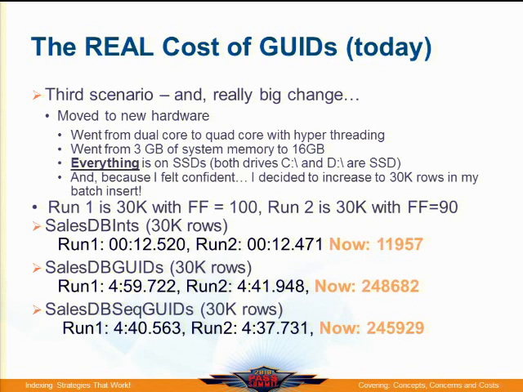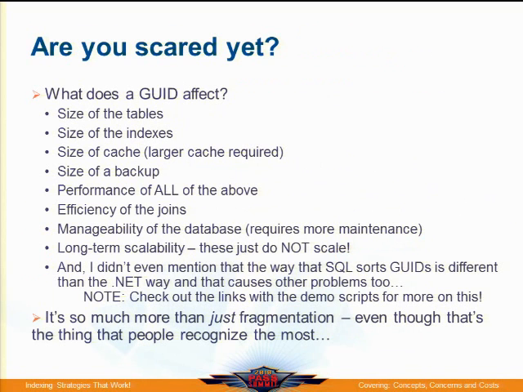These only have 2 non-clustereds. If I had more non-clustereds, it would have been worse. Okay? So GUIDs affect the size of your tables, the size of your indexes, the size of your cache, and the amount of cache that's going to be required.